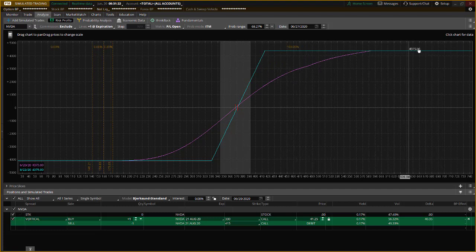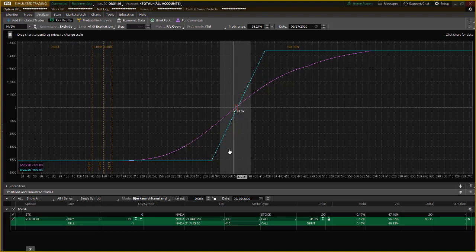I can't make anything more. If the stock falls, we're losing money on the trade, but notice we cannot lose more than that 41.25 per share. That's our maximum loss on the trade. Okay, so that would be our risk in the position.